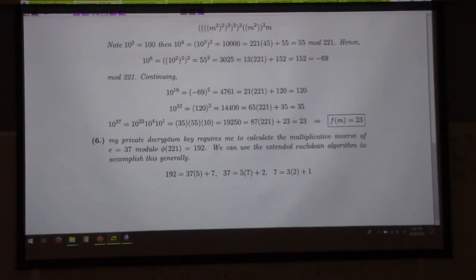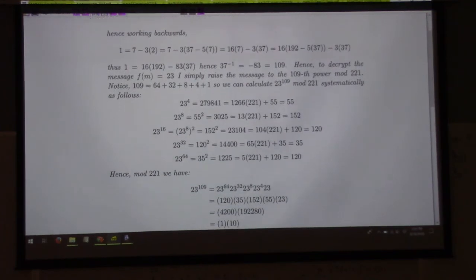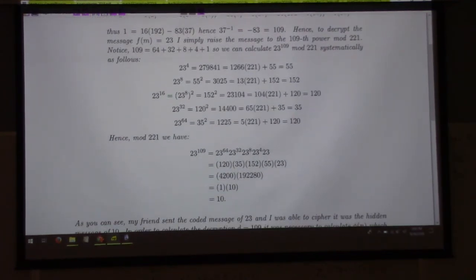Now my private decryption key requires me to calculate the multiplicative inverse of 37 modulo 192. So I go through that. This is the standard Euclidean algorithm backward substitution stuff. After a little bit, I figure out that the inverse of 37 is 109. That means that if I take the encrypted message and raise it to the 109 power mod 221, then I should get back the unencrypted message. So I calculate that here: 23 to the 109 power is 10. Yay, we've decrypted the message. That's how it goes.